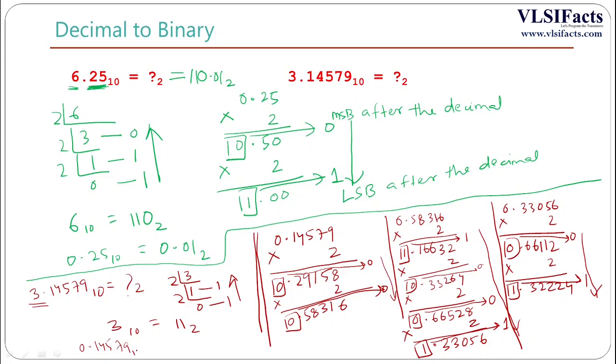0.14579 in decimal will be equal to 0.001000101, and it can still continue in binary number. Complete conversion of 3.14579 in decimal to its binary form can be written as 11.001000101 in its binary form.